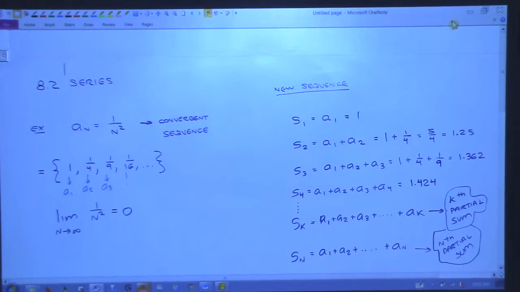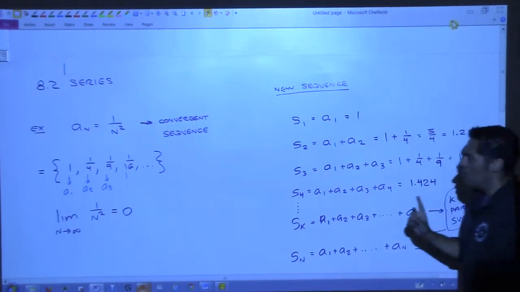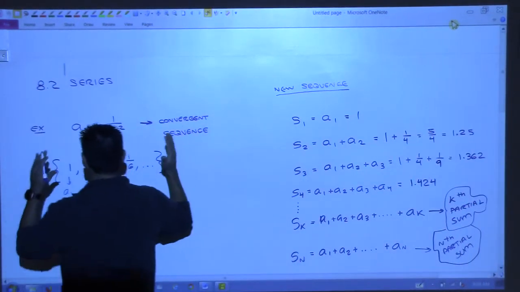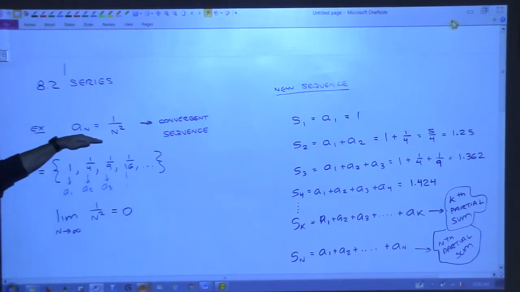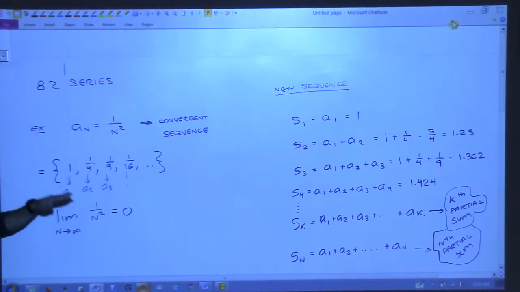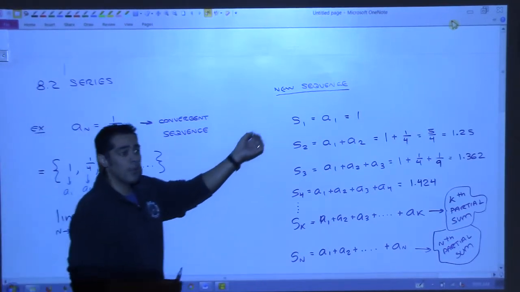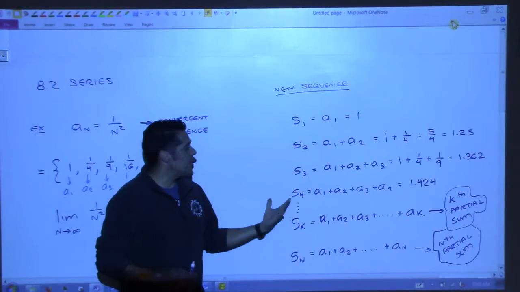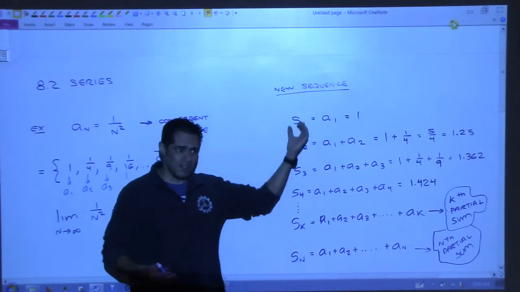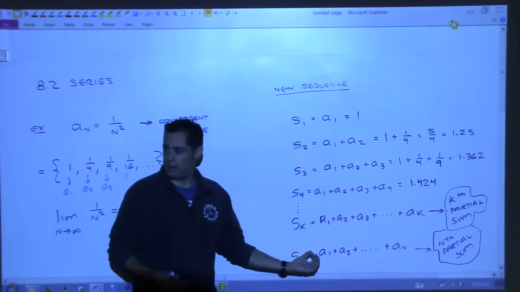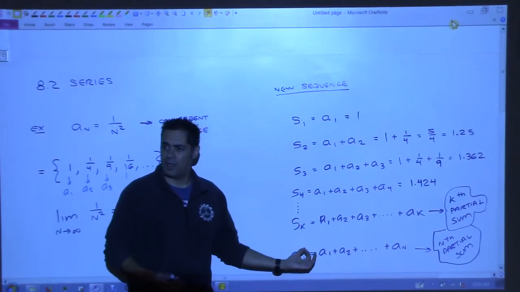Y'all with me? The important thing to note right now is that when we start with a sequence, right, we can list out the numbers and we can talk about whether or not that sequence converges, right? And in this one, it did. But now what I've done is I've created a brand new sequence. So can't we ask the same question? Does this converge, right? Does this converge to something?